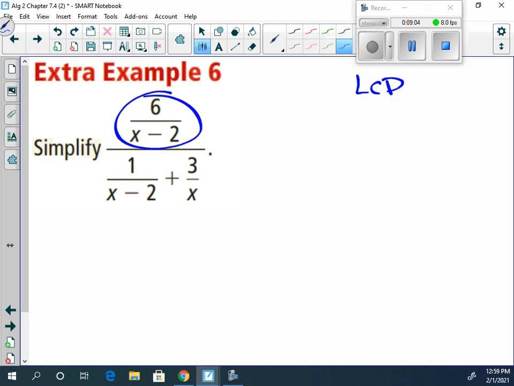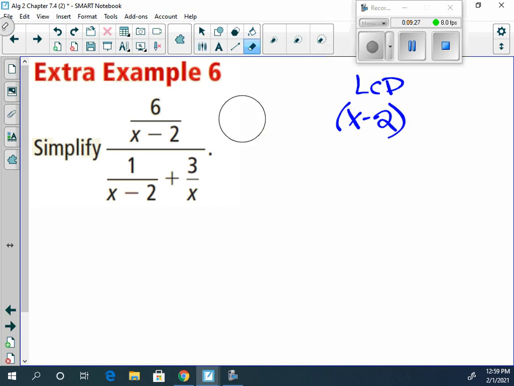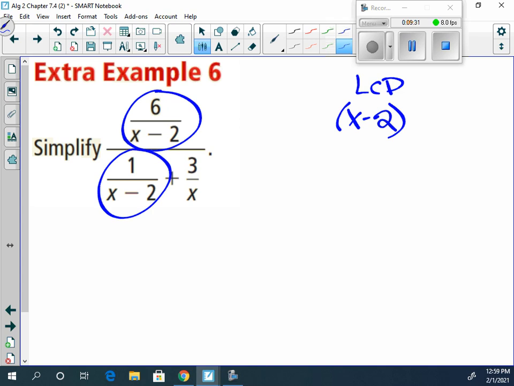Well, what happens if I multiply 6 over x minus 2 by x minus 2? What would happen? We just have 6 because the x minus 2 and x minus 2 would cancel. So part of the least common denominator for this is going to be x minus 2 because it'll simplify this fraction and this one. So what else do I need?